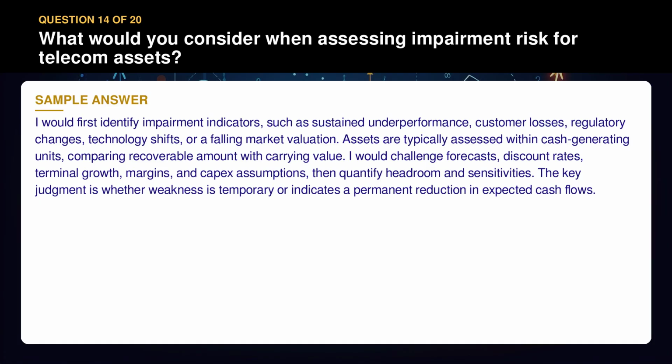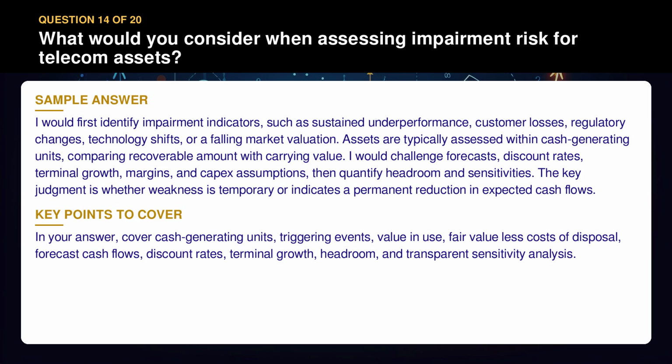The key judgment is whether weakness is temporary or indicates a permanent reduction in expected cash flows. In your answer, cover cash-generating units, triggering events, value in use, fair value less costs of disposal, forecast cash flows, discount rates, terminal growth, headroom, and transparent sensitivity analysis.